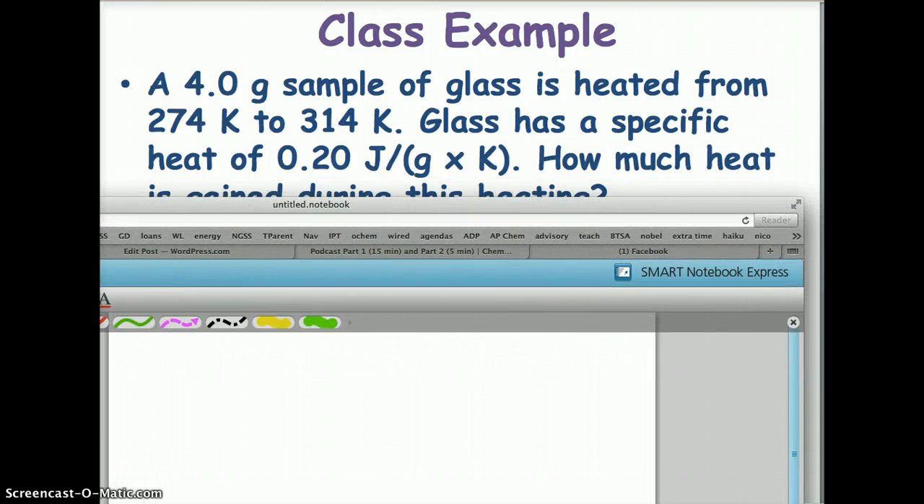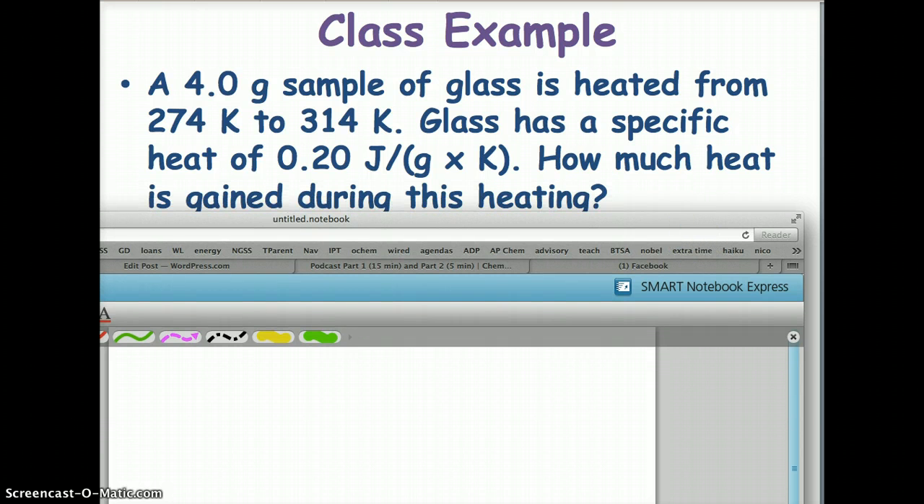So the question says that a 4-gram sample of glass is heated from 274 Kelvin to 314 Kelvin. That's the temperature. Glass has a specific heat of 0.2 joules divided by the grams times the temperature. How much heat is gained during this reaction? So we're looking for heat, and we learned about a brand new formula.